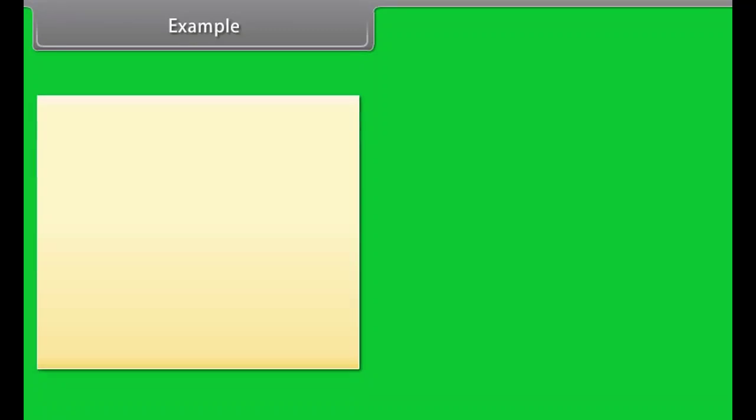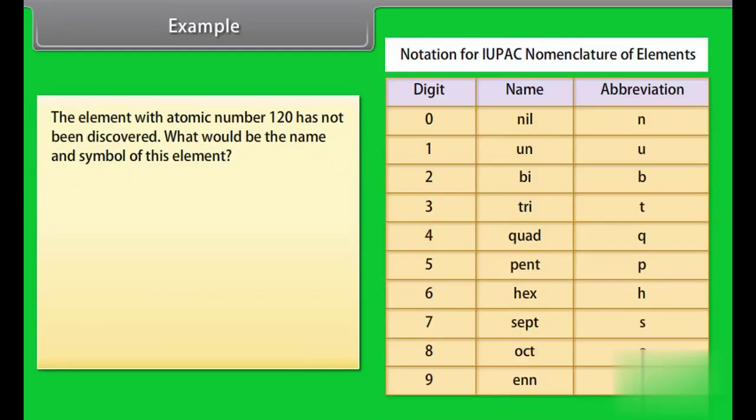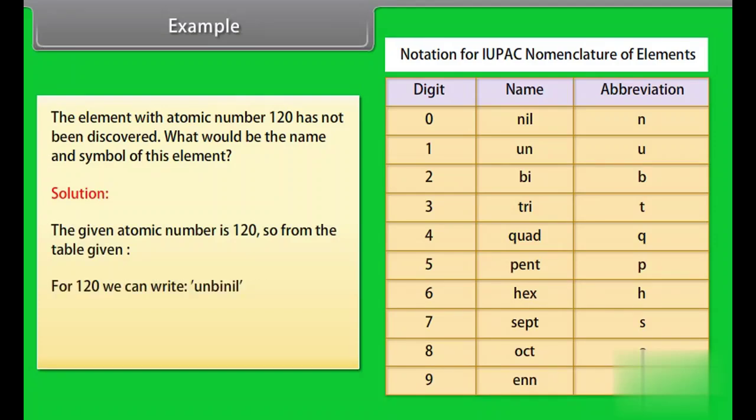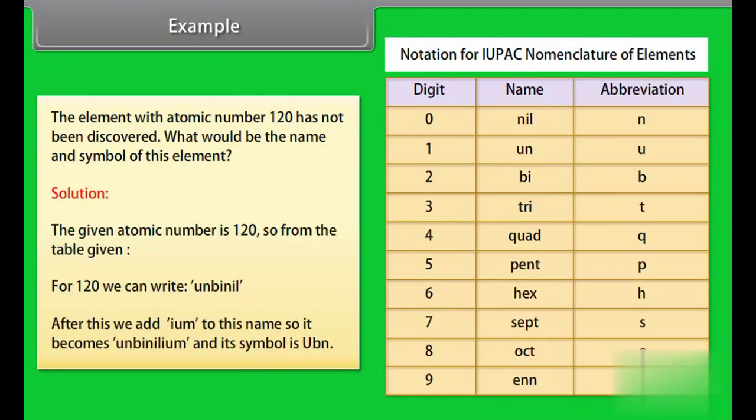Example: the element with atomic number 120 has not been discovered. What would be the name and symbol of this element? Solution: the given atomic number is 120. So, from the table given, for 120 we can write unbinyl. After this, we add "ium" to this name, so it becomes unbinylium, and its symbol is Ubn.